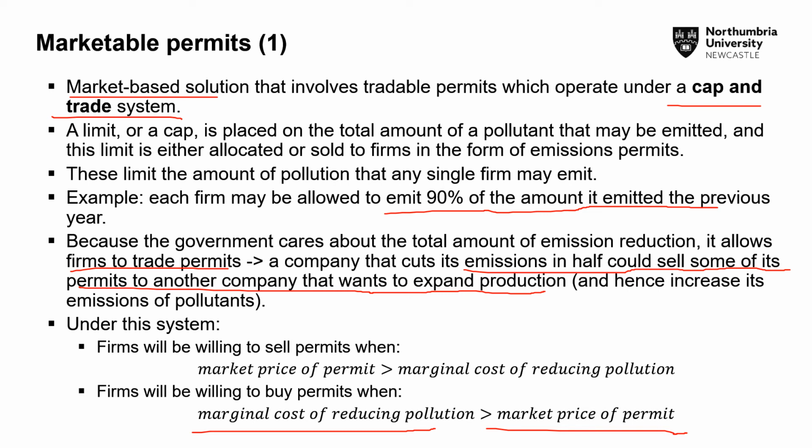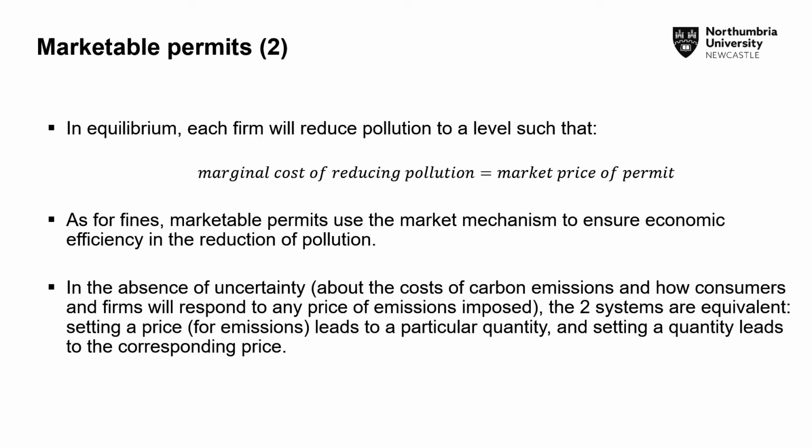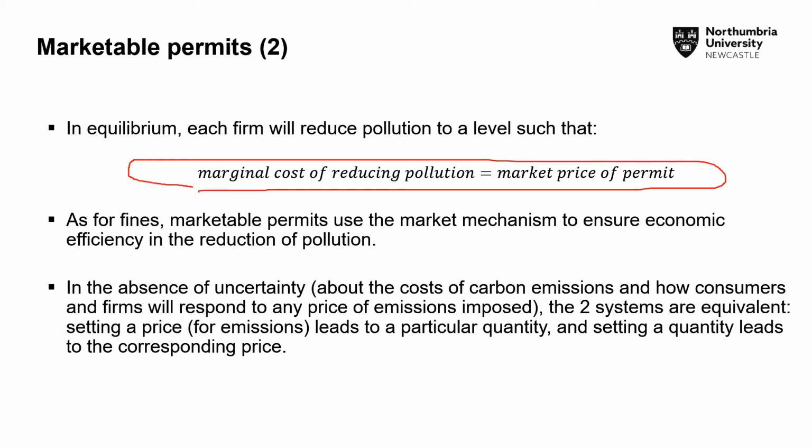So firms in that situation, where the marginal cost of reducing pollution is greater than the market price of a permit, will buy these permits. Then the market for permits will be characterized by the following conditions in equilibrium. This condition corresponds to the quantity of permits traded at a point where the marginal cost of reducing pollution is equal to the market price of a permit.